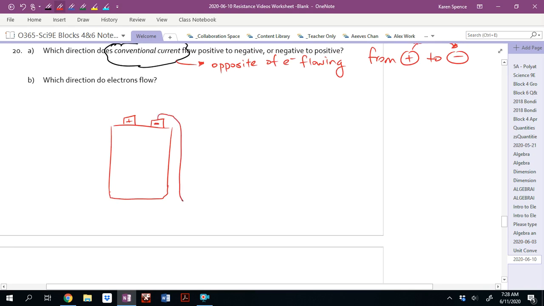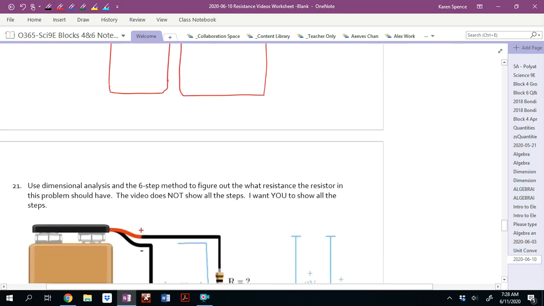The electrons would be repelled by the negative because negative repels negative. And the electrons in the wire would be attracted to the positive because positive attracts negative. So they would flow from negative to positive. Negative to positive. There we go.